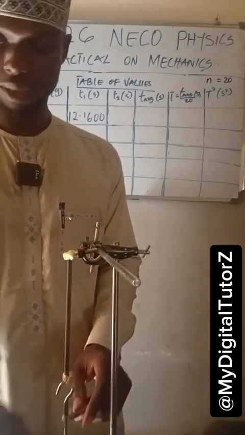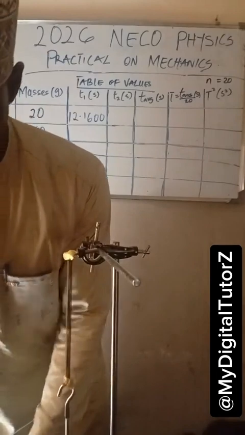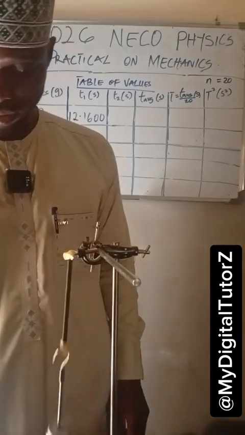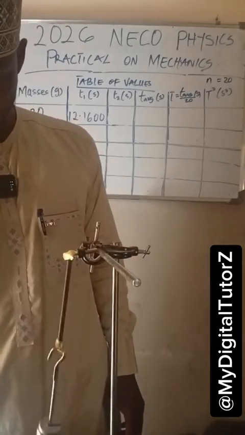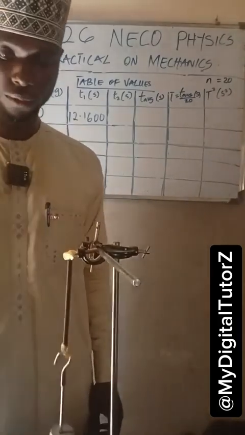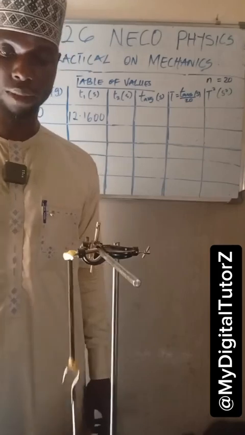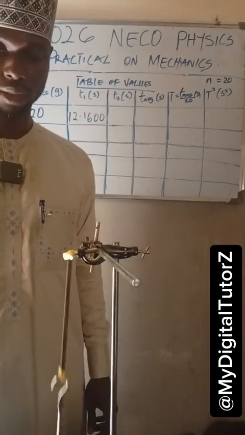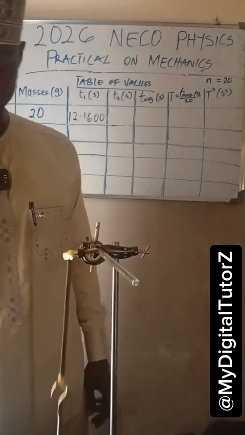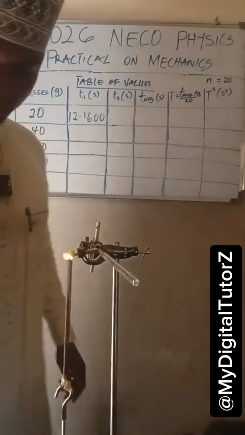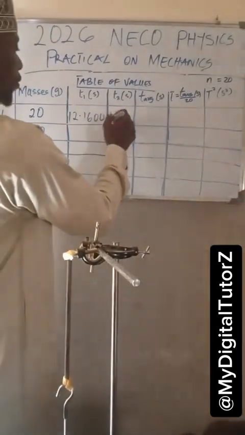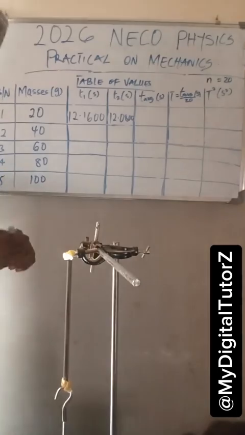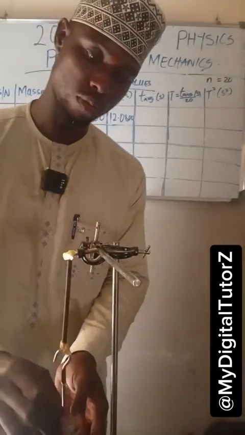The same thing. Make sure your stopwatch is ready, reset it, draw down again slightly, then avoid conical oscillation. I start: 1, 2, 3, 4, 5, 6, 7, 8, 9, 10, 11, 12, 13, 14, 15, 16, 17, 18, 19, 20. So here I have 12.08. You see, they are close. So I'm done with mass 20.